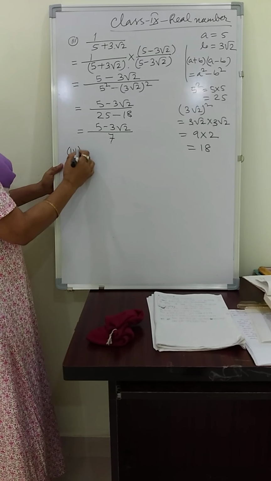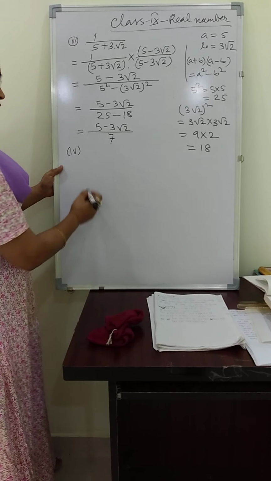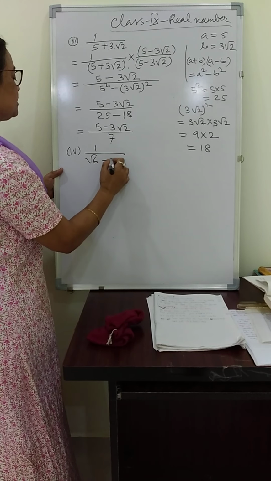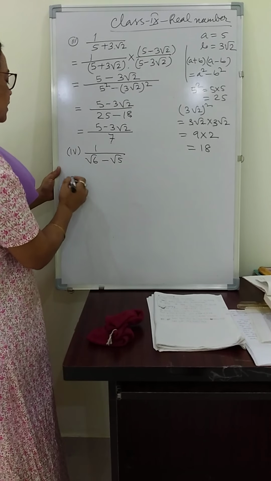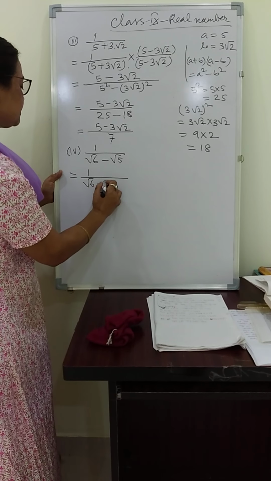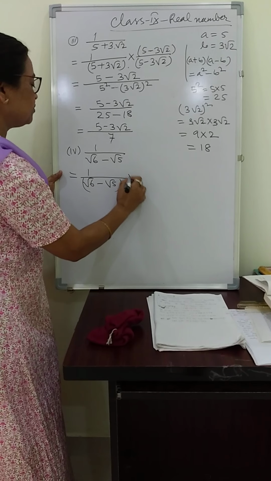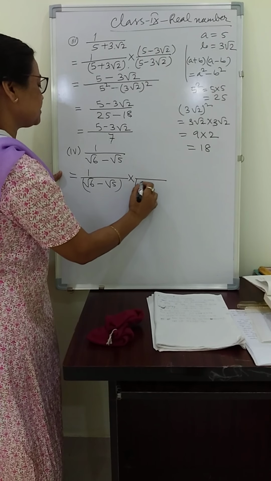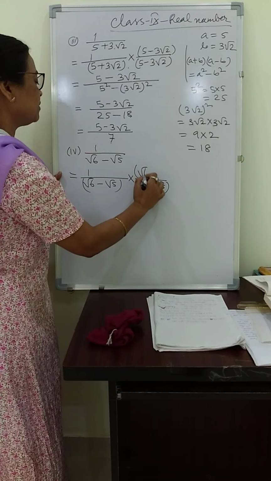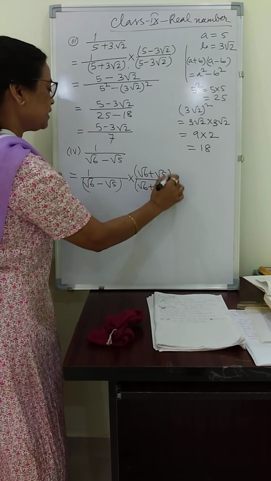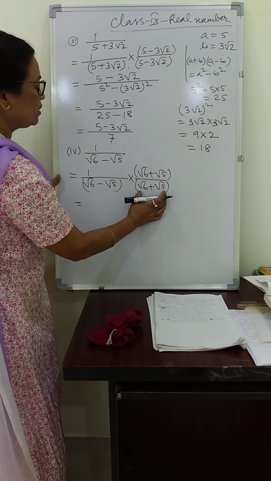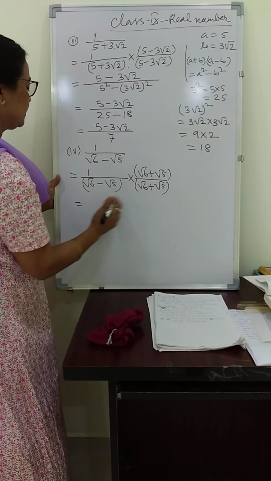So question number 4. Both are irrational numbers. Root over 6 minus root over 5. So what is its RF? Since there is a negative sign, the RF will have a positive sign. Root over 6 plus root over 5. So each RF will only differ in sign.